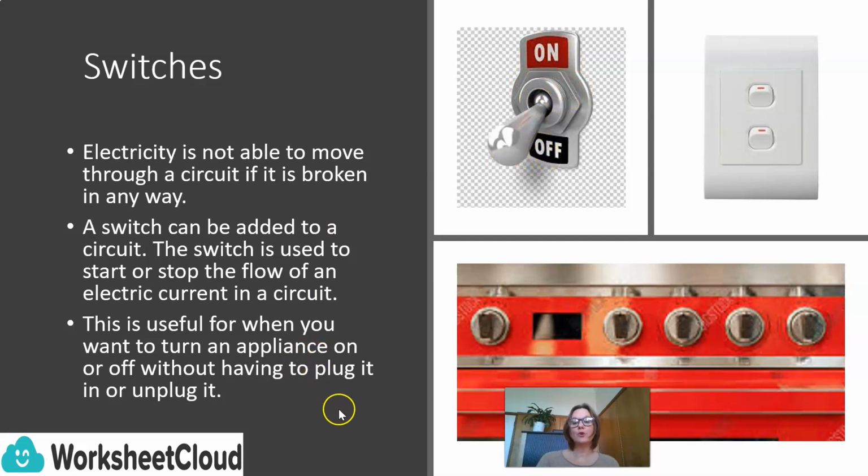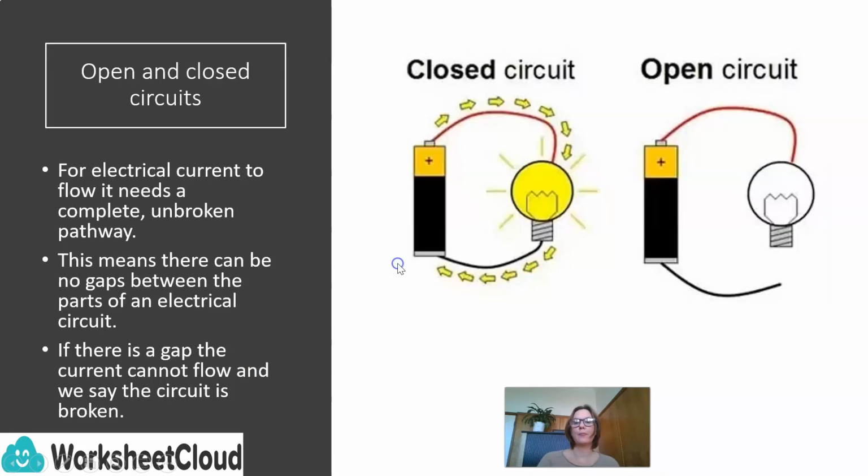This is useful when you want to turn an appliance on, like your lights, okay, or your plug socket point, and even your stove over here works with switches which are on, which allows the electricity to flow or not flow, okay. And it helps the appliance because you won't have to actually plug it in or unplug it all the time. You just use a switch to switch it on or off.